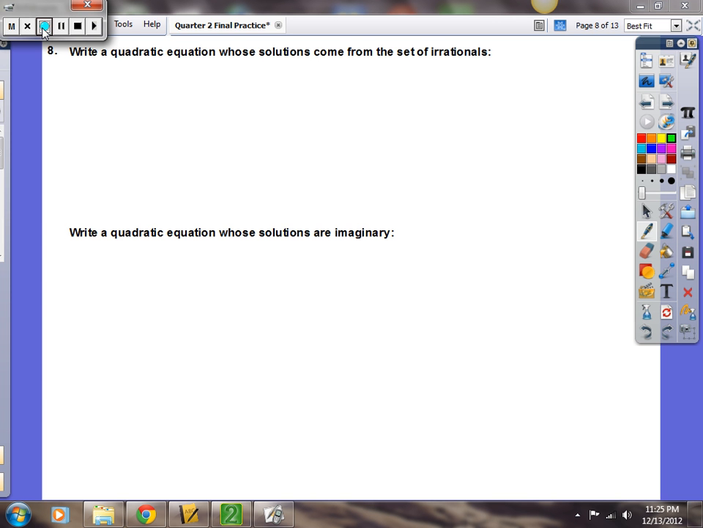Come up with your own quadratic equation whose solutions come from the set of irrationals. Okay, irrationals are going to be your square roots. So let's use our very easiest possible. If your answer's got to be a square root, let's just do this.